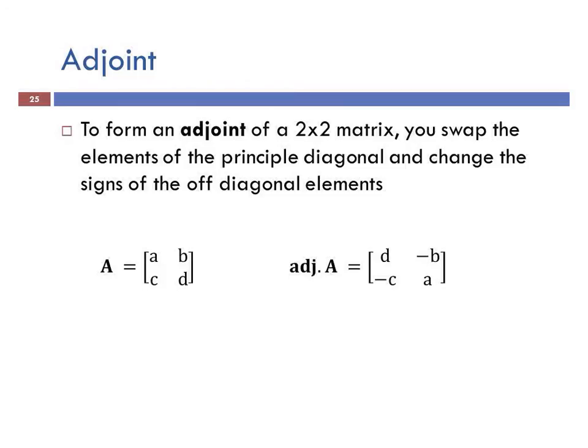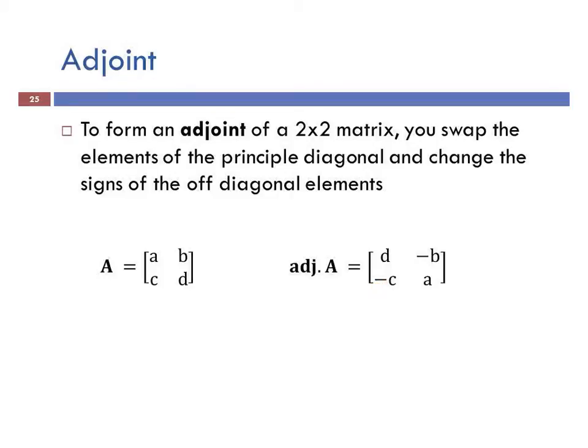So the first thing is to learn how to make an adjoint. When you make an adjoint of a 2 by 2 matrix, all you do is swap the elements of the principal diagonal, and you make the off-diagonal elements negative. So instead of A, B, C, D, we're going to swap the principal diagonal, so element 1,1 is now D, element 2,2 is A, and the off-diagonal elements are going to become negative.